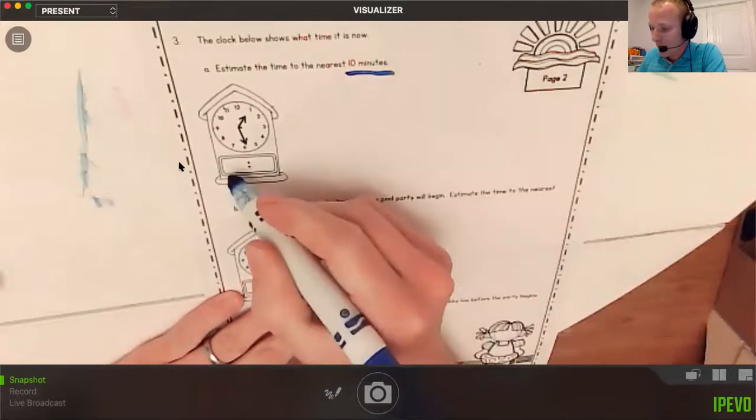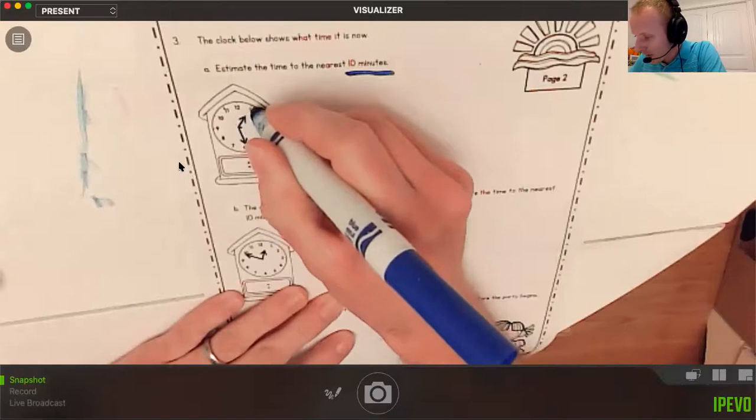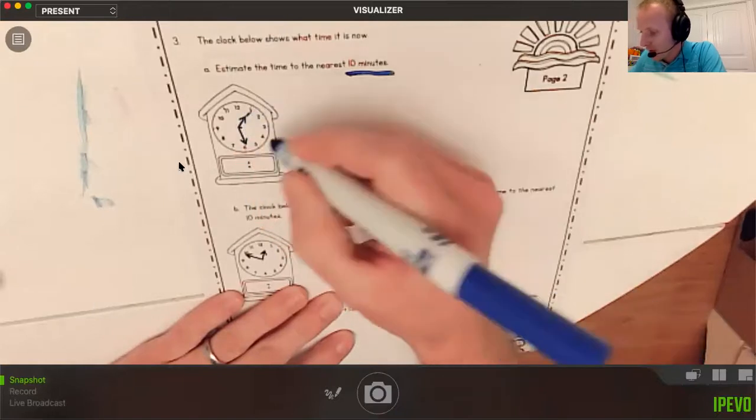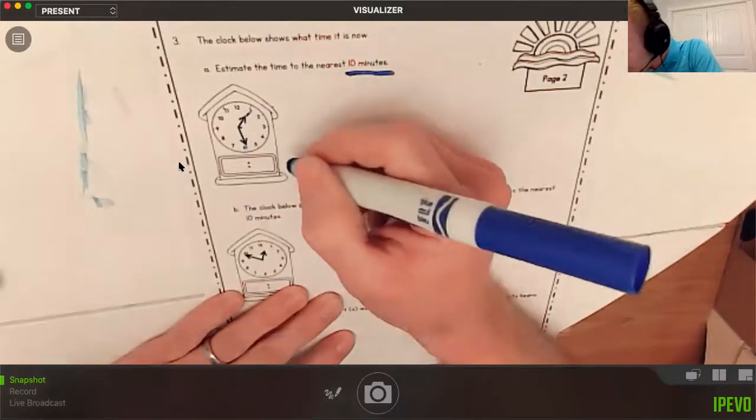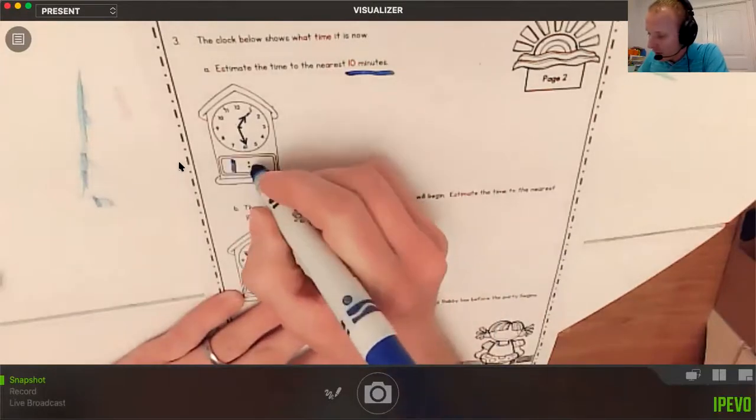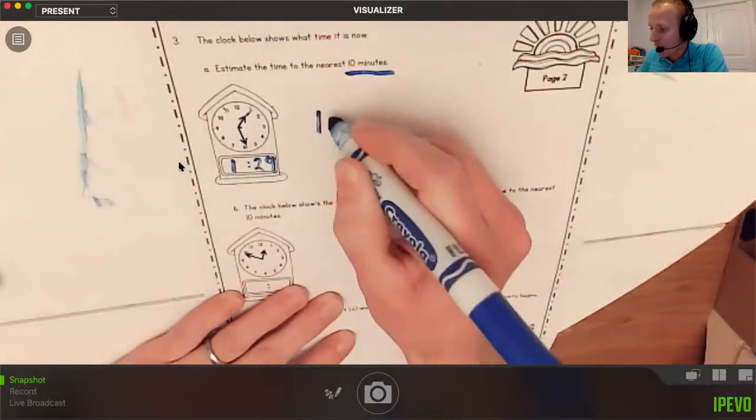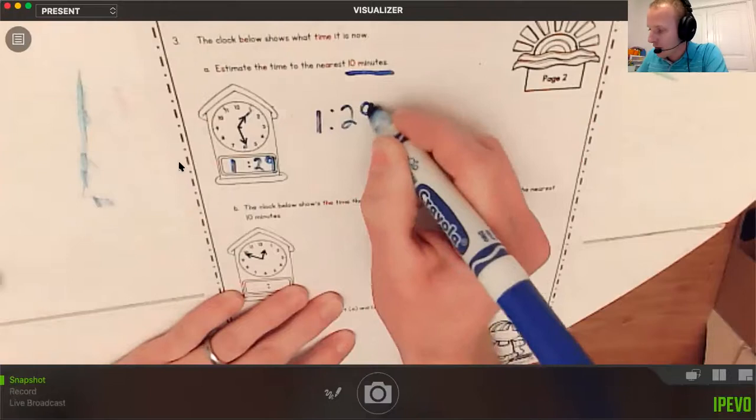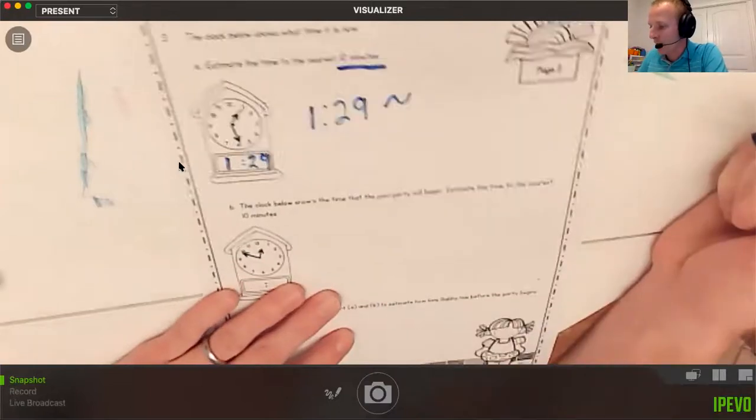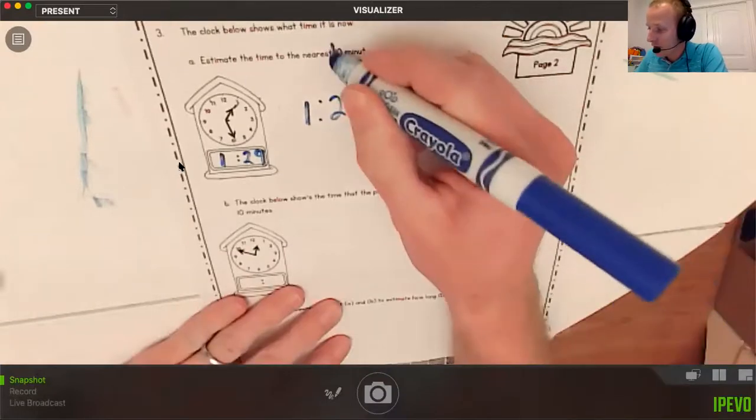So the time is going to go here on the clock. So I see that it's in the 1 o'clock hour, and we're not quite to 30 minutes there. I would say that looks to me like 1:29. Okay, so now I need to figure out 1:29 is about what time. I need to round to the nearest 10 minutes, as it says right here.